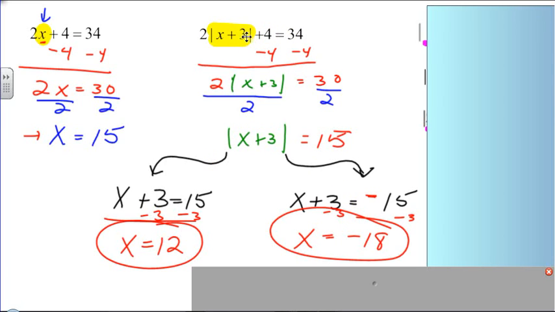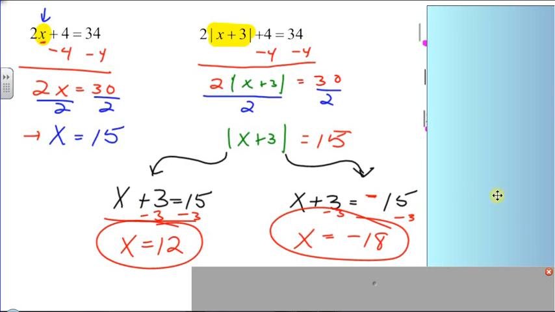A negative 18 would give me a negative 15 in here, but we'd be taking the absolute value. We'd get 30 plus 4 equals 34. Both of those numbers work, so we have 2 answers. And we don't need to graph those answers, but we certainly do want to consider checking, and you'll see why.